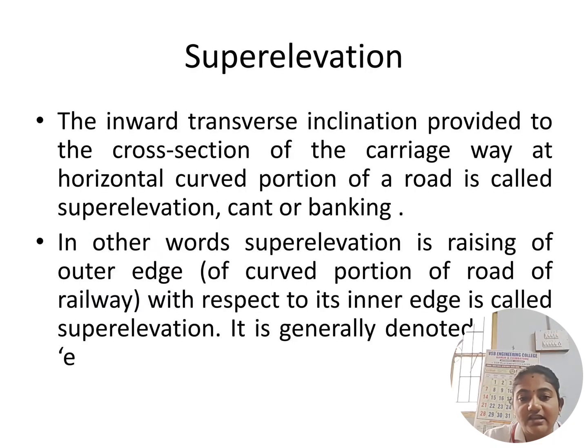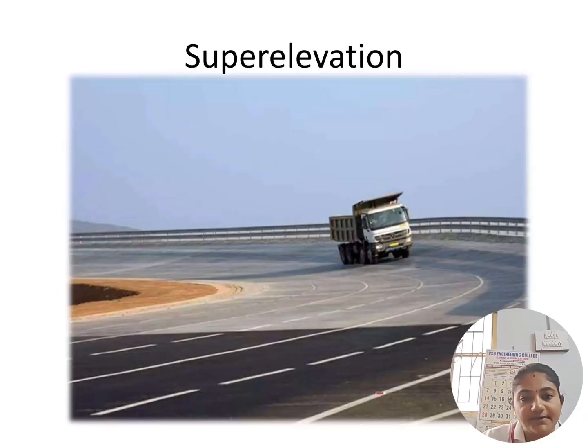Super elevation. The inward transverse inclination provided to the cross section of the carriageway at the horizontally curved portion of a road is called super elevation. In other words, the raising of the outer edge is also denoted as super elevation. This image shows how this outward edge is raised, and it does not provide any discomfort to the passengers and also to the vehicles.